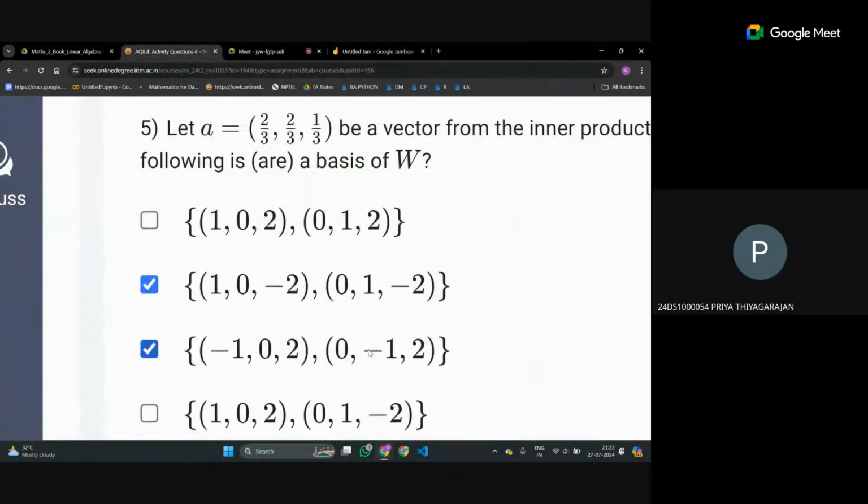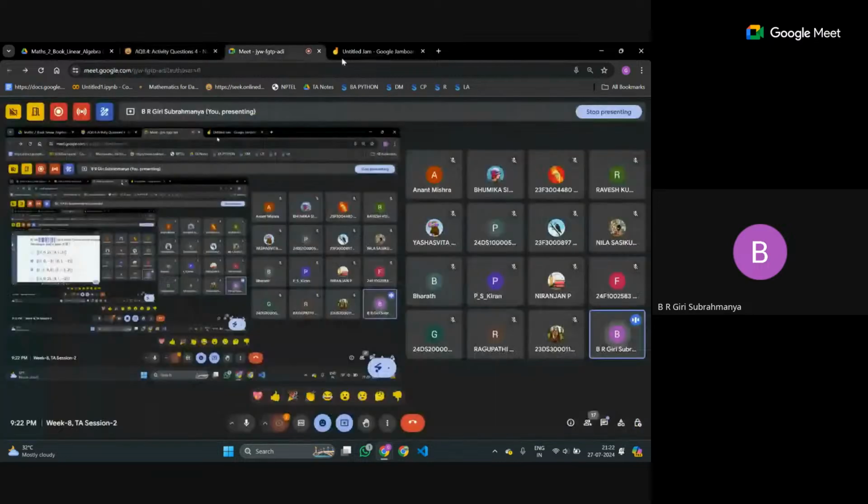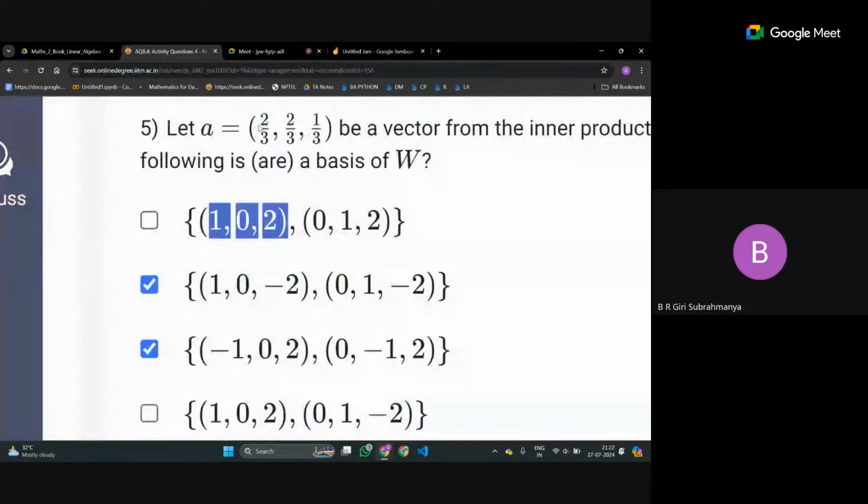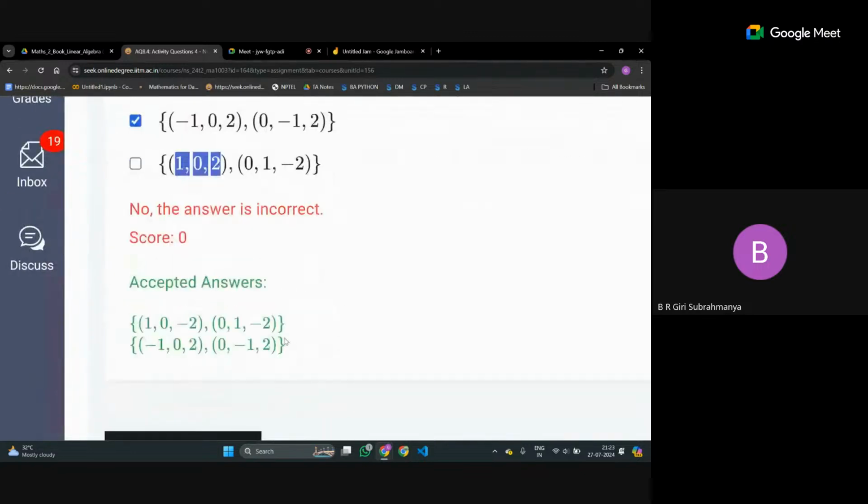Yes. Now notice the fourth one. We already saw 1, 0, 2 cannot be orthogonal to A, right? Because it is not of this form. It is not there in the null space. You can just take the dot product with this vector A. 1 times 2/3 plus 2 times 1/3. So what will you get? 2/3 plus 2/3. You can just take the dot product and see it won't be 0. So if this option is wrong, this option is also definitely wrong. So these two options are correct.